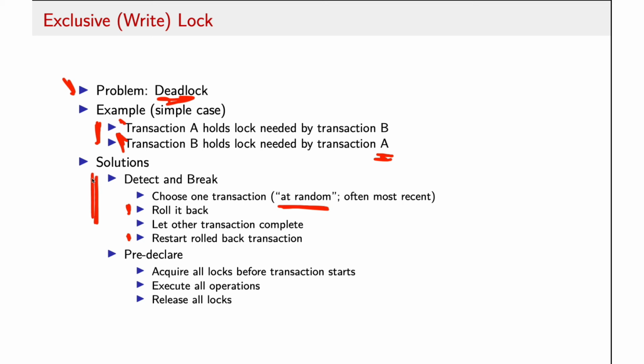Another approach. This detect and break approach makes the assumption that in general, everybody's going to play nice and nobody's going to lock things being locked by them. The other approach that's common in this exclusive write lock case is what's called pre-declaring your lock. So instead of waiting until a deadlock occurs and has to be detected by the database management system, instead what we'll do is each transaction will try to acquire all the locks that it's going to need prior to starting the work that the transaction is wrapping up.